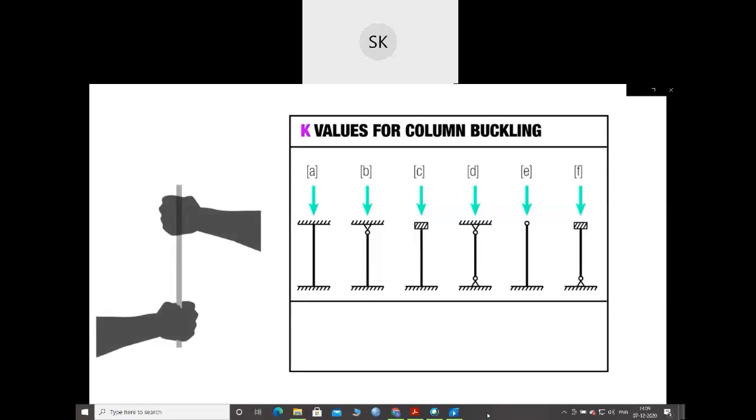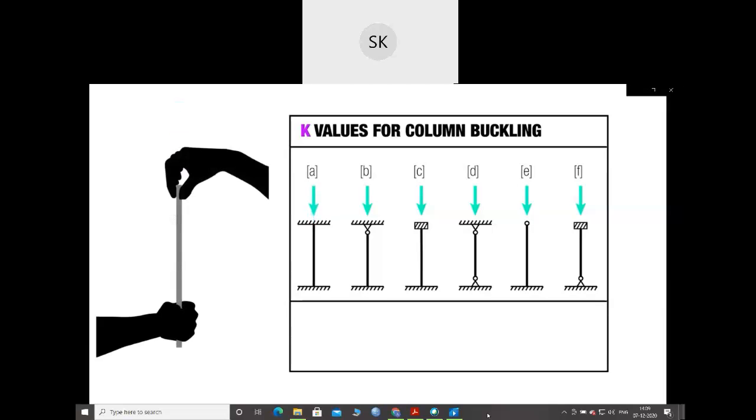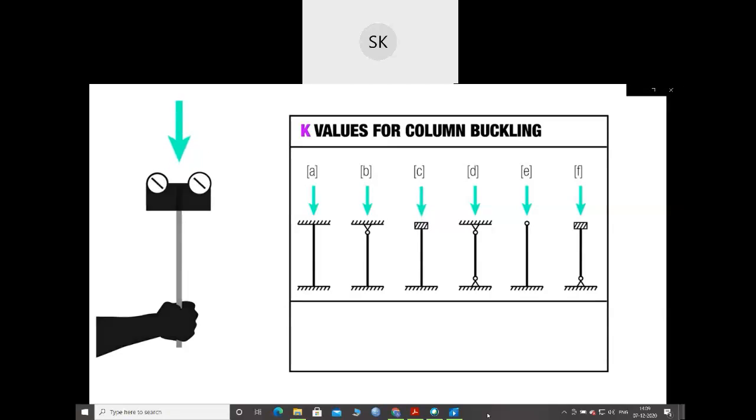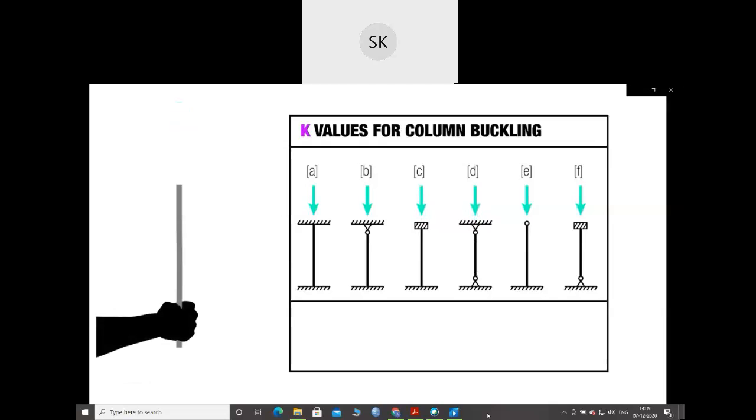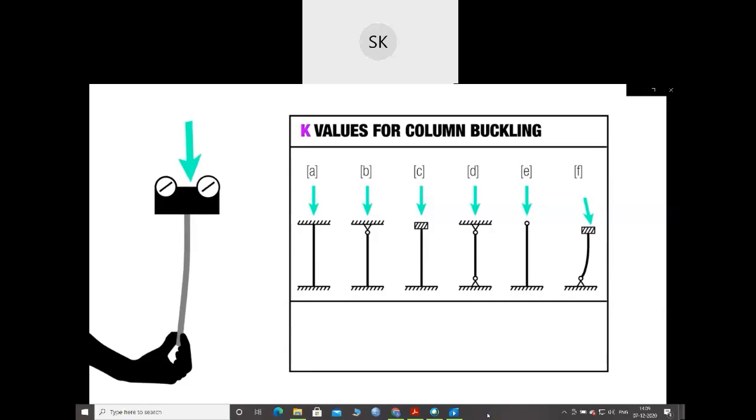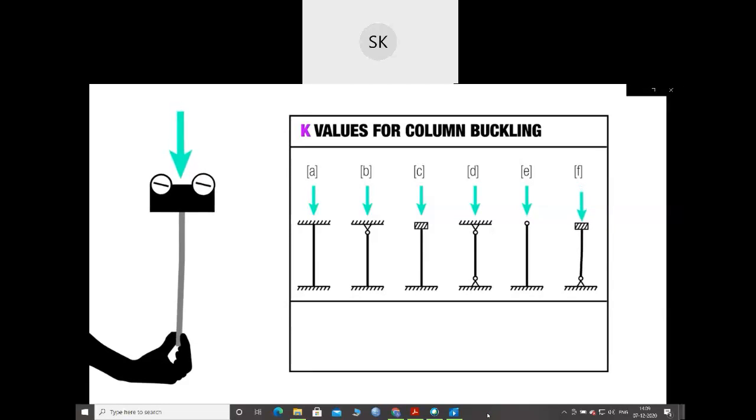So in A, you have fixed at top and bottom. On B, you have a pin connection at the top and fixed at the bottom. On C, you have something that's rotation fixed but translation free on the top, and something that's rotation and translation fixed on the bottom. On D, we have two pin connections. On E, you have something that's fixed on the bottom and allowed to kind of move around at the top. And then on F, we have something that has a pin connection on the bottom and translation on the top.